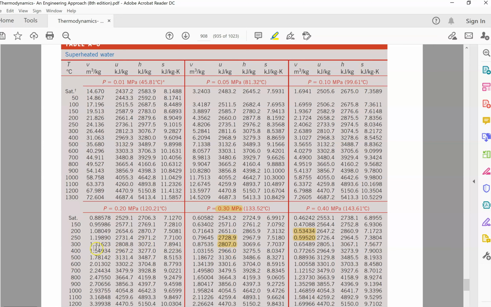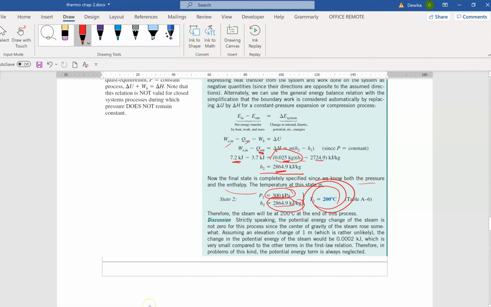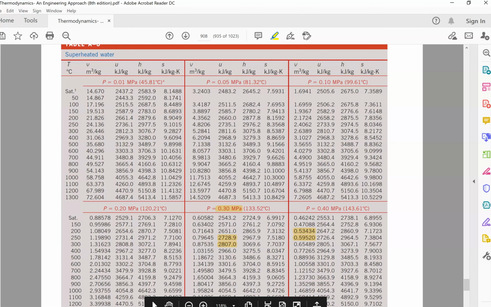Okay, let me see. Now the final state is completely specified since we know both the pressure and enthalpy. So the temperature at this state is 200. So strictly speaking, the potential energy change in steam is not zero, because it's a bit tricky. But let me show you why I am myself confused. Okay, now we have 2864.